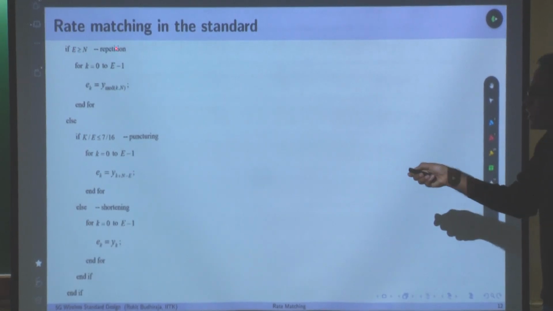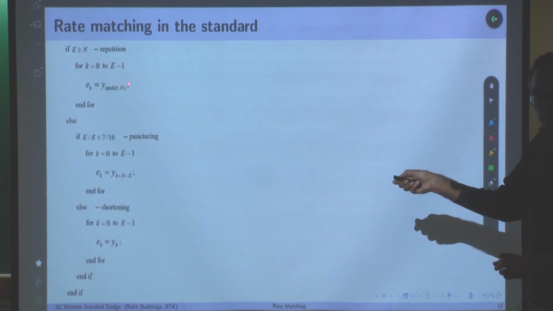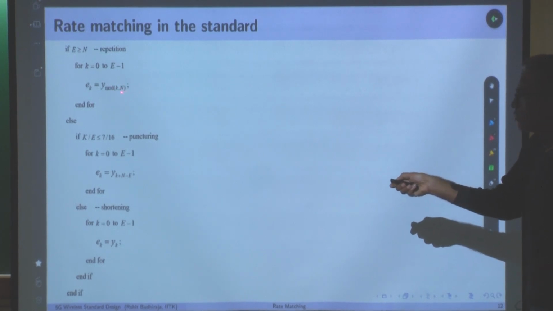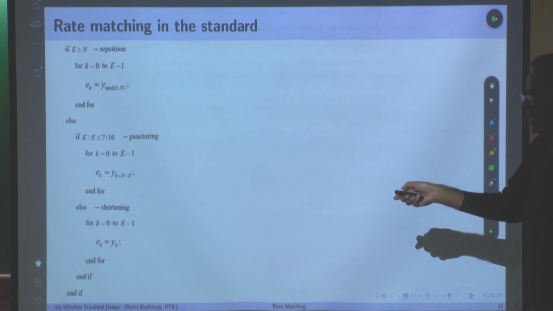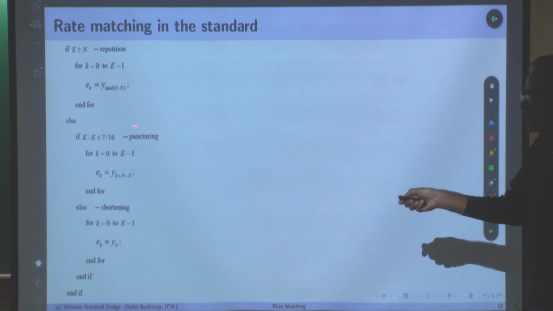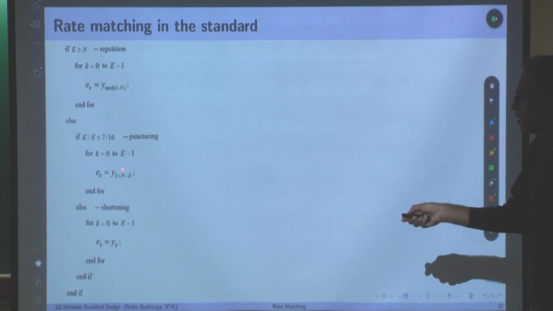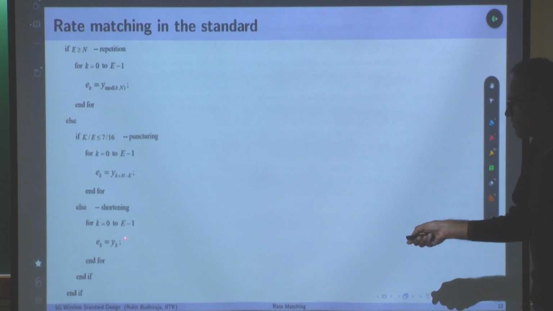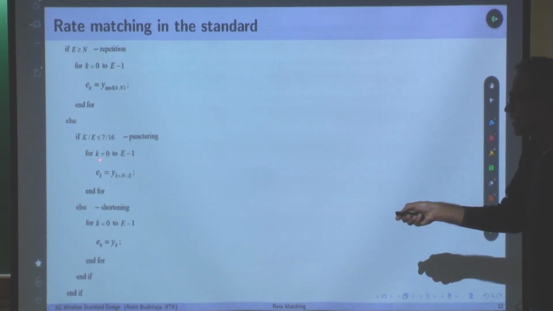If E is greater than N, then you do repetition. We saw this in the PDCCH block also. There is a modulo, it will wrap around. Those many bits you are going to read. Else, if K by E is less than 7 by 16, you do puncturing, that's the first case. Otherwise, you do shortening. In puncturing you are dropping bits from the beginning, otherwise you are dropping bits from the end. K runs from 0 to E minus 1.